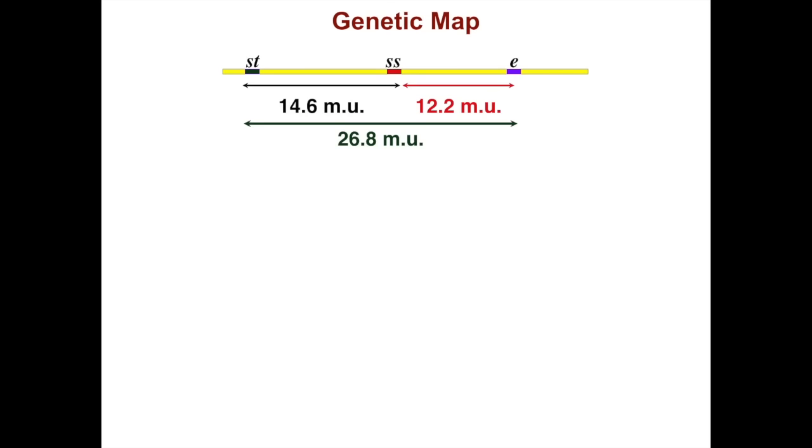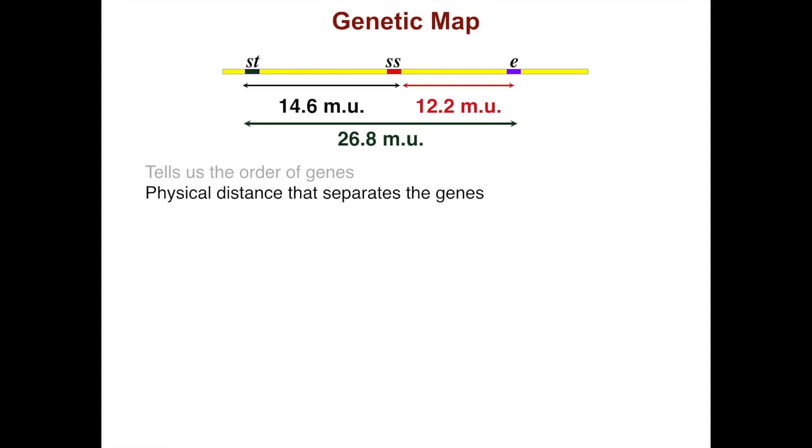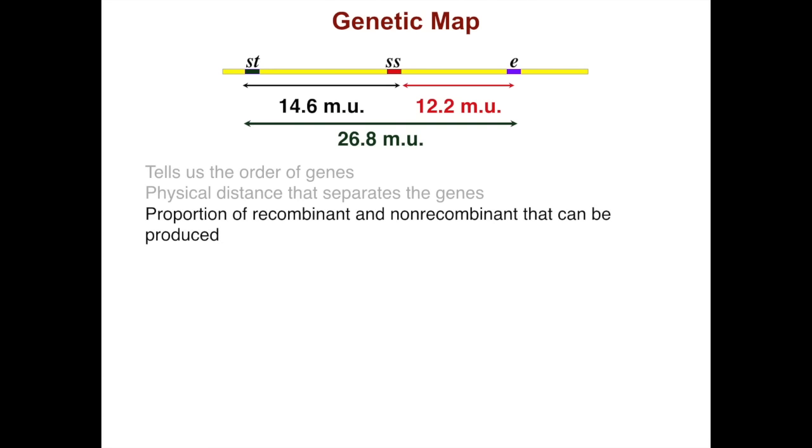Now this map tells us the order of the genes. We assume a physical distance that separates the genes, although we don't exactly know what that distance is because we haven't created a physical map, but we will discuss that later. And we have deduced this all from the proportion of recombinants and non-recombinants that can be produced. We can use this to predict that in the future.